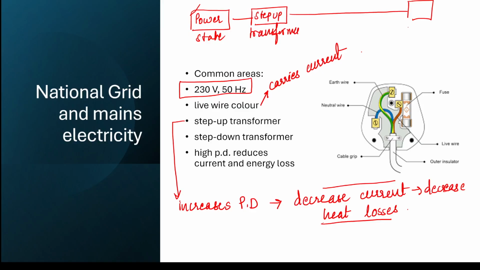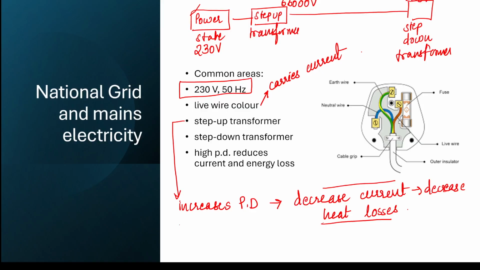In my area or your area there would be a step down transformer. So what does the step down transformer do? Electricity is produced at 230 volts. Step up transformer increases the voltage up to 66,000 volts. You don't need to know that, I'm just telling you to understand the context. So step down transformer again steps it down to 230 volts.